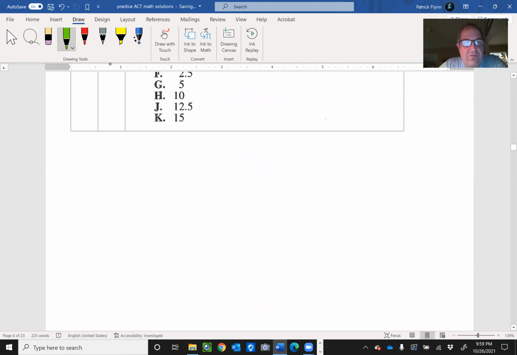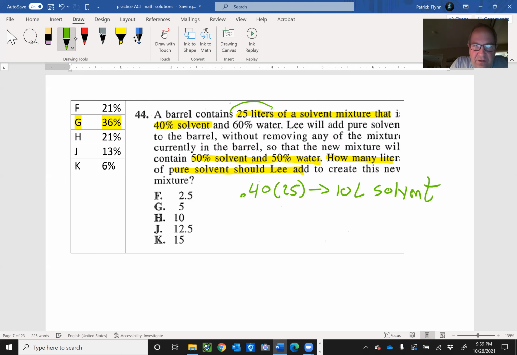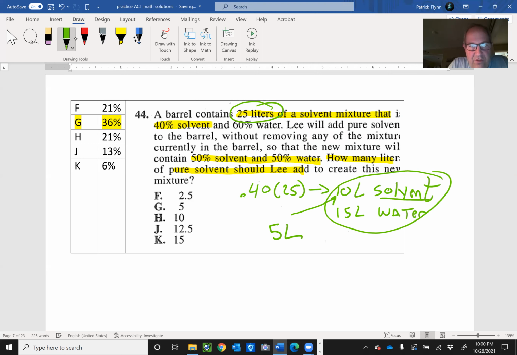Okay, question number 44 was, I think, a toughie. It was a bit of a stinker here. The question wants to know how many liters of pure solvent should Lee add? We're trying to create a 50-50 mixture, 50% solvent, 50% water. We are told with 25 liters of mixture, 40% of it is solvent, right? So if I were to do 0.40 times 25, that would mean we would have a total of 10 liters of solvent. Now, if there's 25 liters total, there probably is 15 liters of the water. We're trying to make this 50-50, right? So I think we need to add 5 liters of solvent. That way those come up even. Choice G. Not too bad.